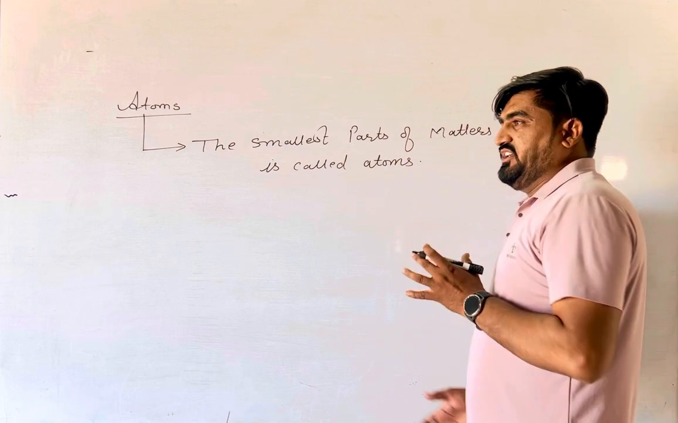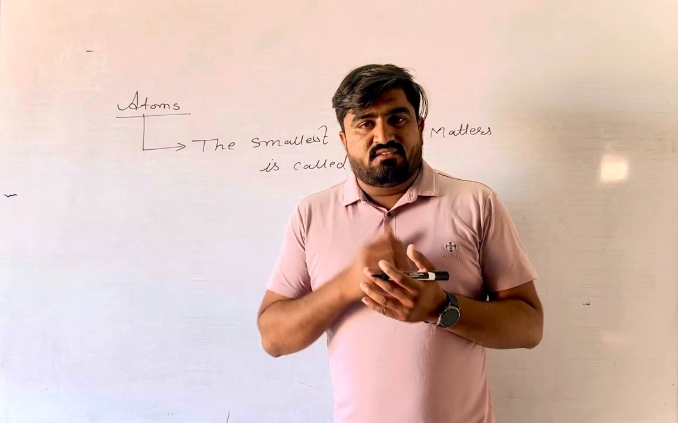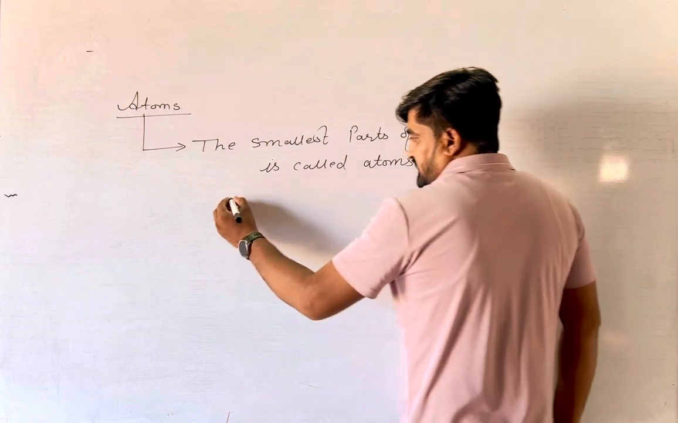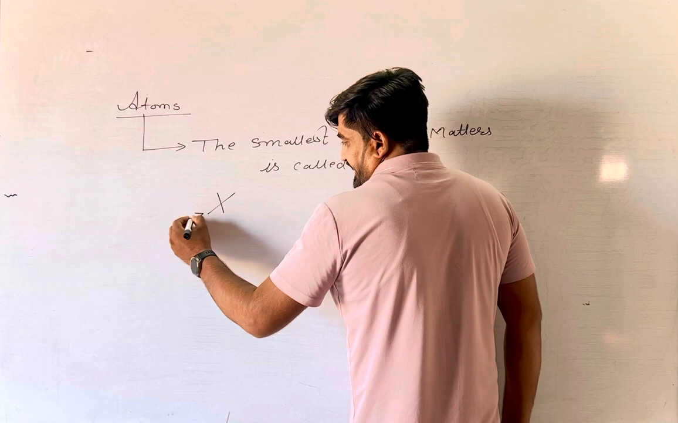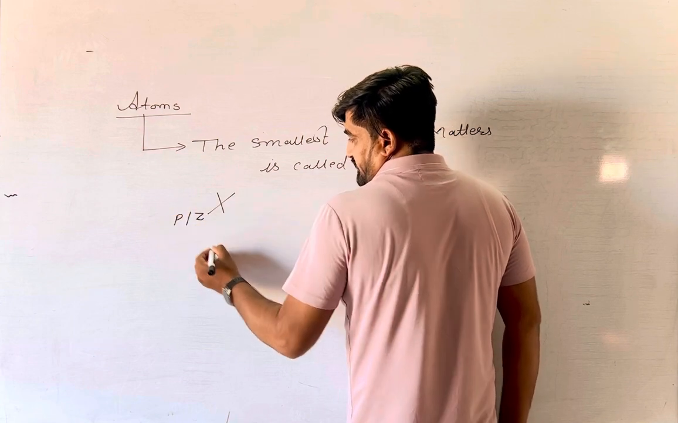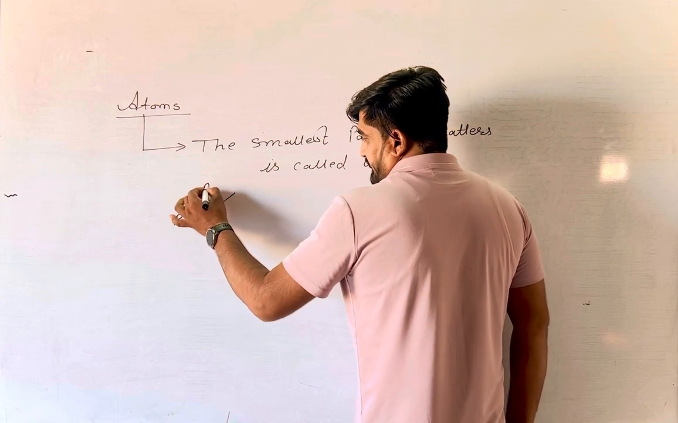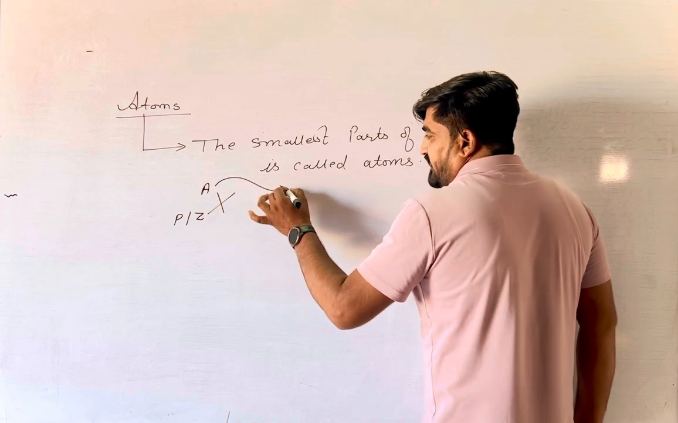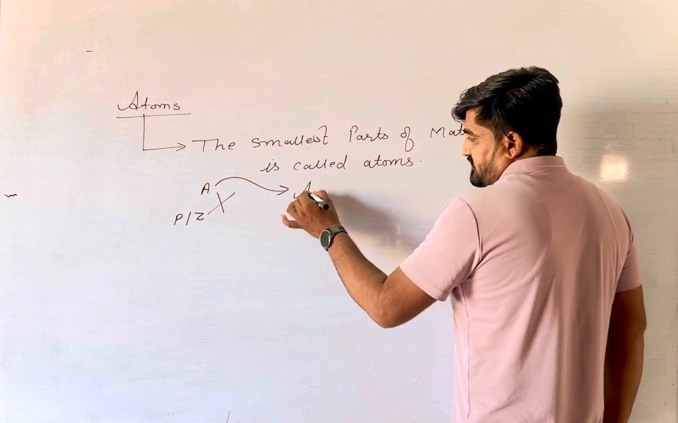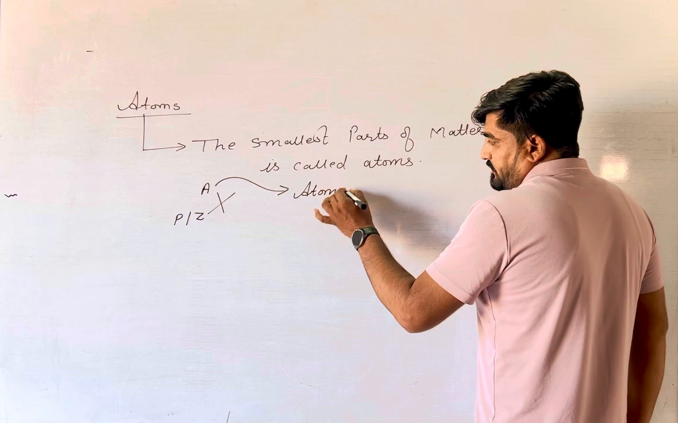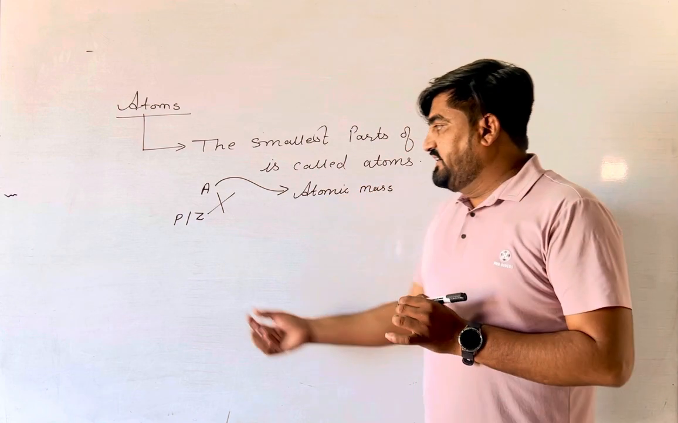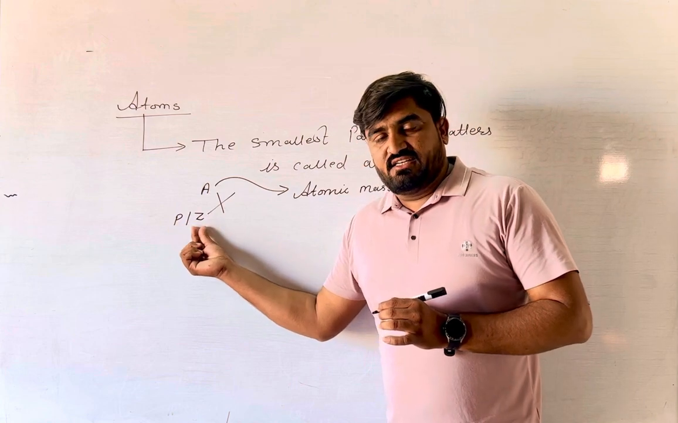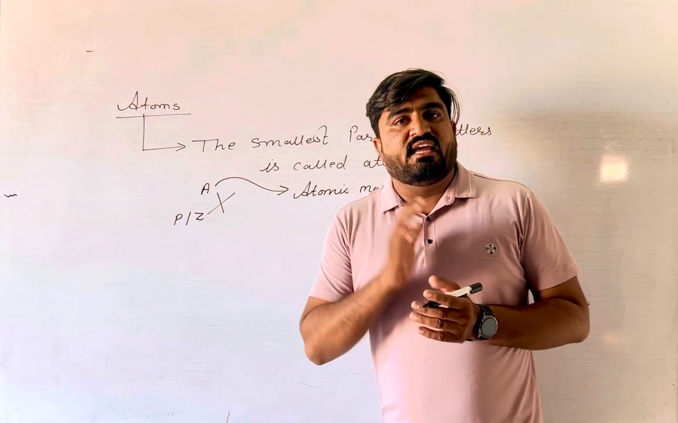In our chemistry, the symbol of an atom is X. At the base, Z, and at the top, A. The full form of A is atomic mass. And on the other side, Z is the number of protons in any atom.